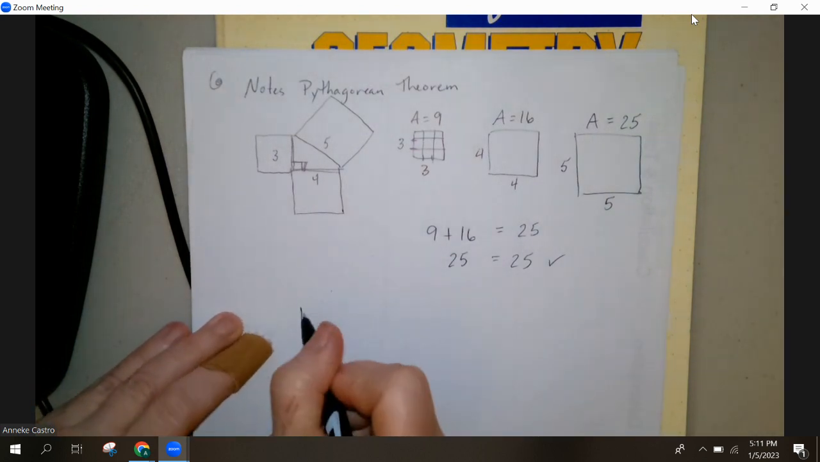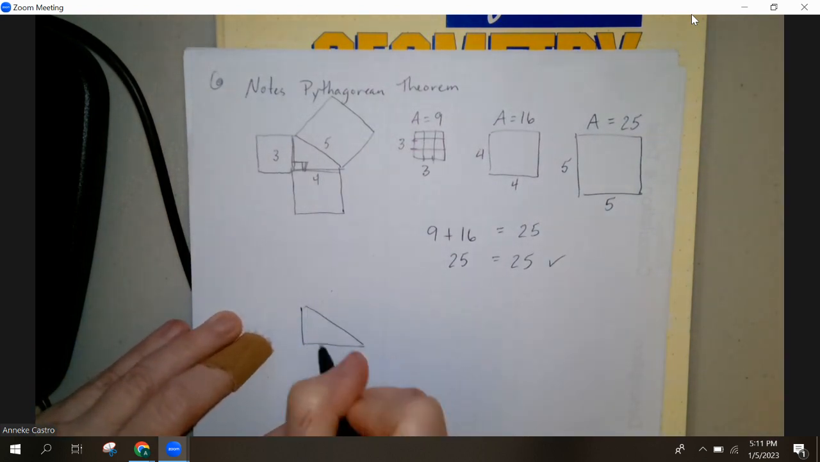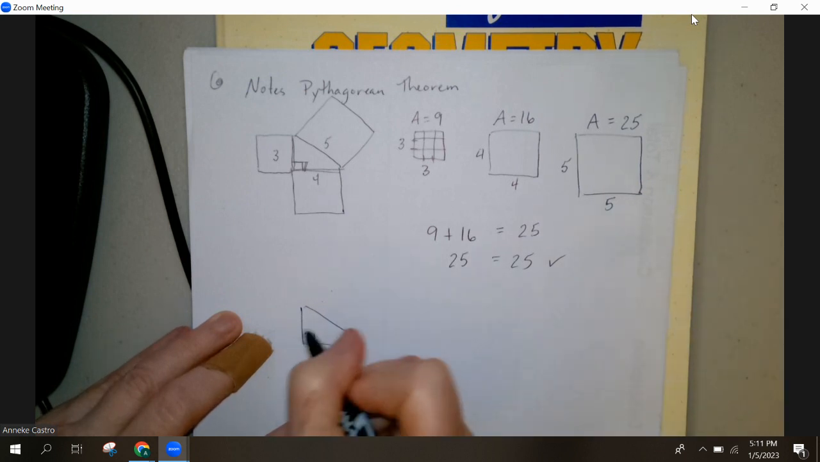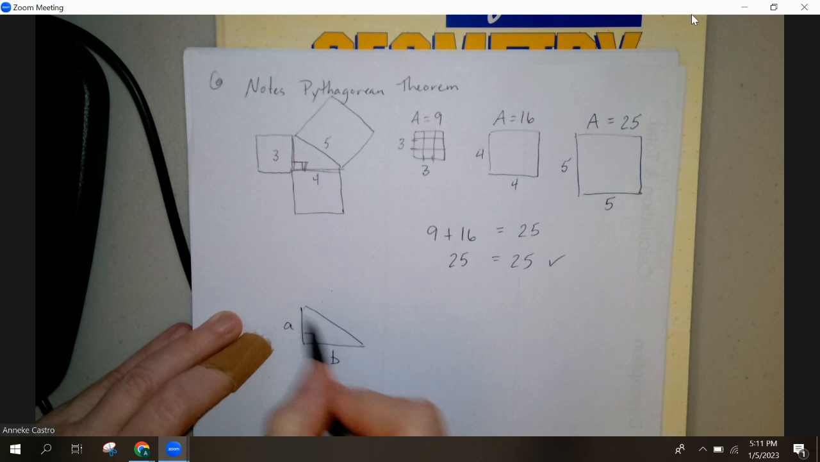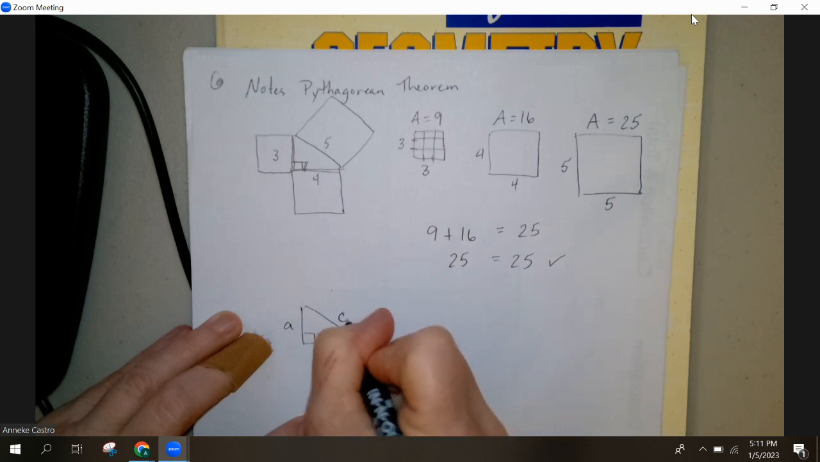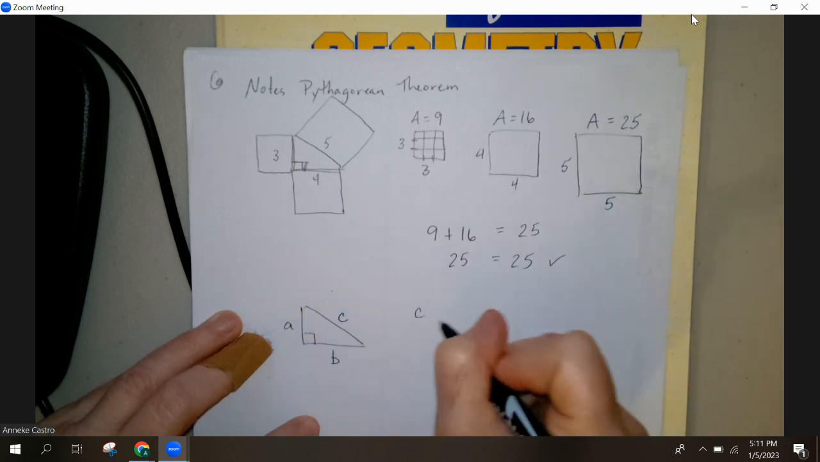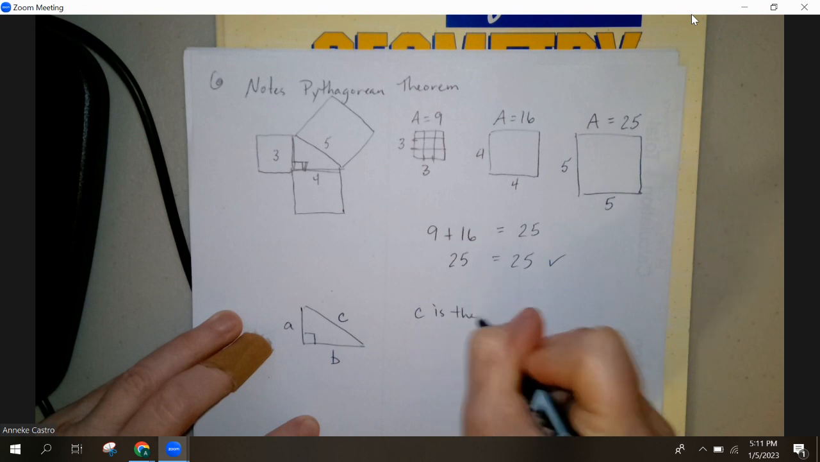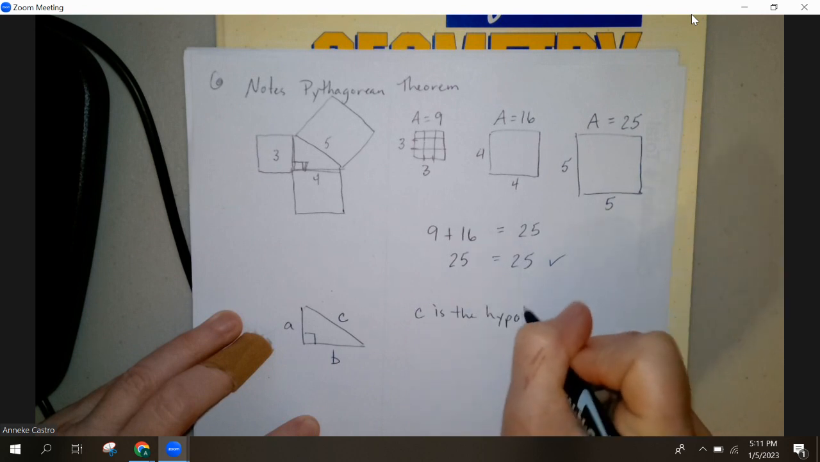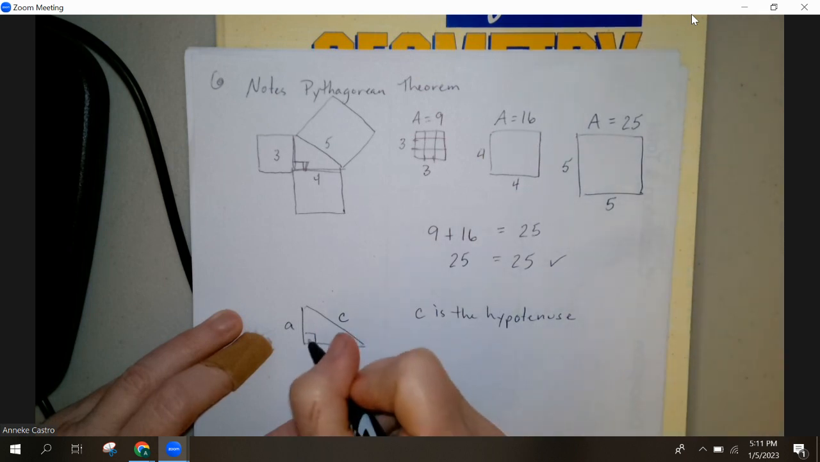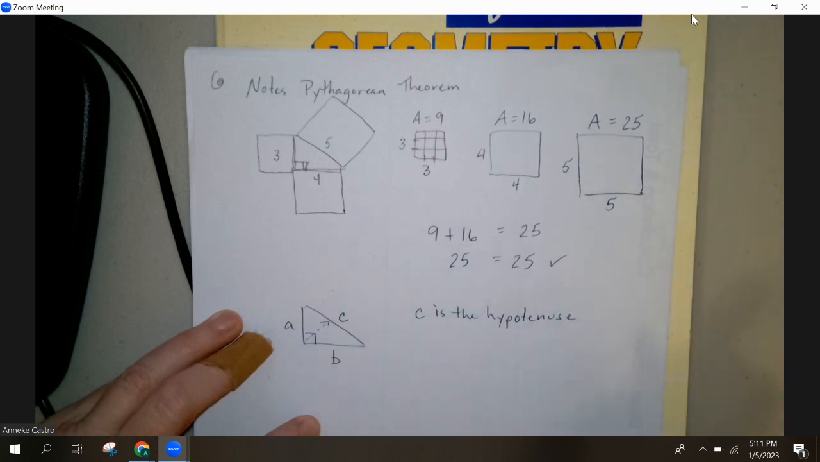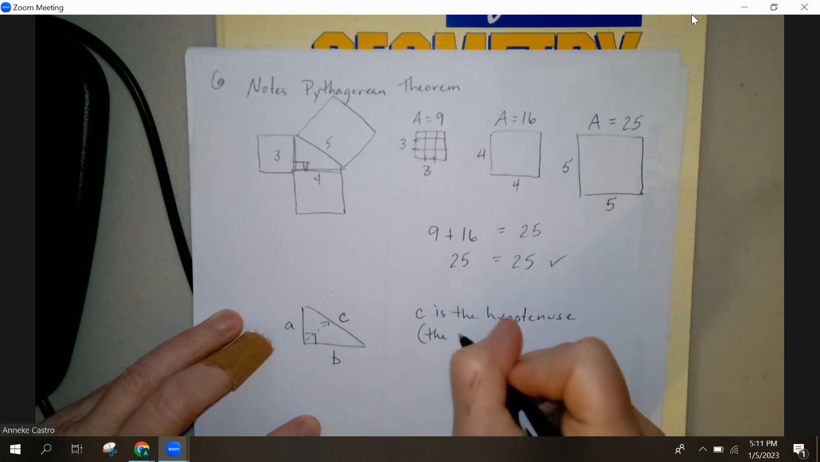So if I have a right triangle, and here's my right angle, I can label one side A, another side B, and then the longest side, which is called the hypotenuse, we're going to call that C. So C is the hypotenuse. The hypotenuse is always the longest side. It's also across from the right angle. Okay, C is the hypotenuse. It's the longest side.